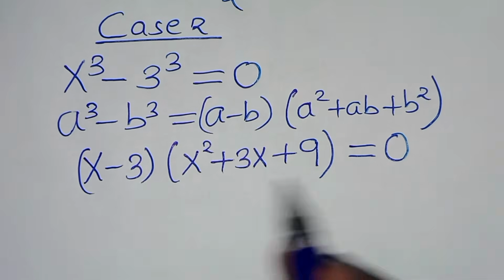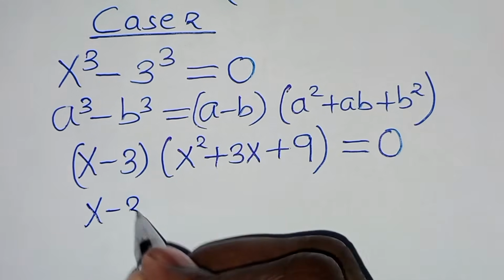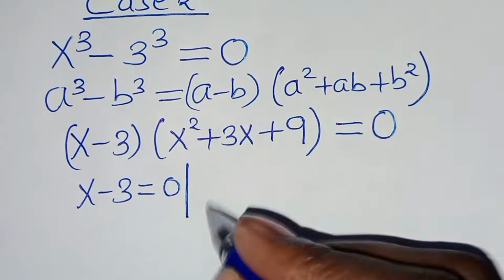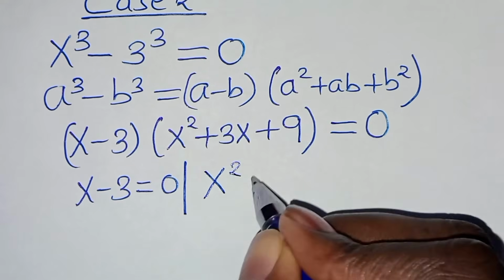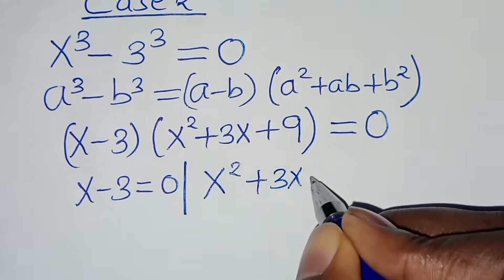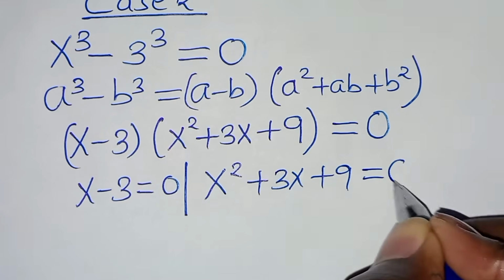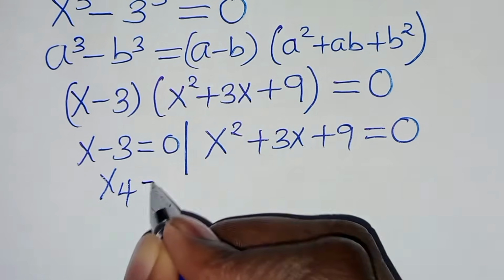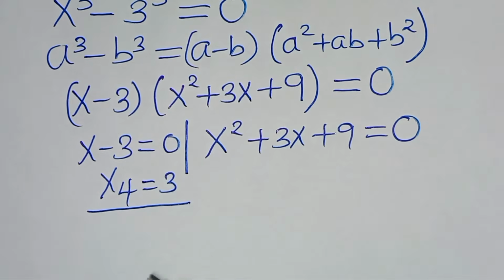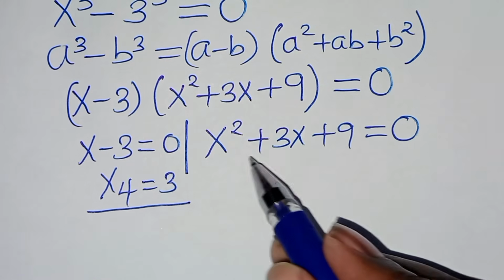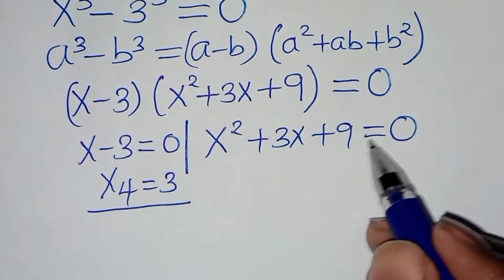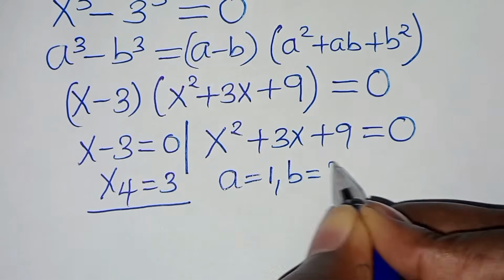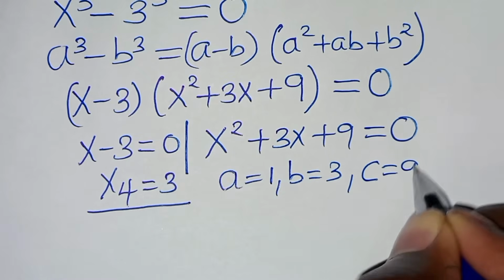Now we have two parts here. The first part is x minus 3, and this is equal to 0. And the second part here is a quadratic equation, which is x squared plus 3x plus 9. This is equal to 0. So this implies here that we have x4 is equal to 3. Now let's solve for x5, x6 from this quadratic equation, where a is equal to 1, b is equal to 3, and c is equal to 9.